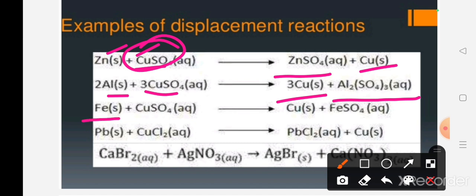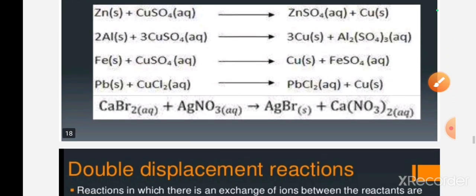Then same, iron is more reactive than copper. Iron is more reactive than copper, that's why it displaces copper from copper sulfate, and it gives iron sulfate and separated copper. Okay, lead is also more reactive than copper, so it displaces copper, and it gives lead chloride, like that only.